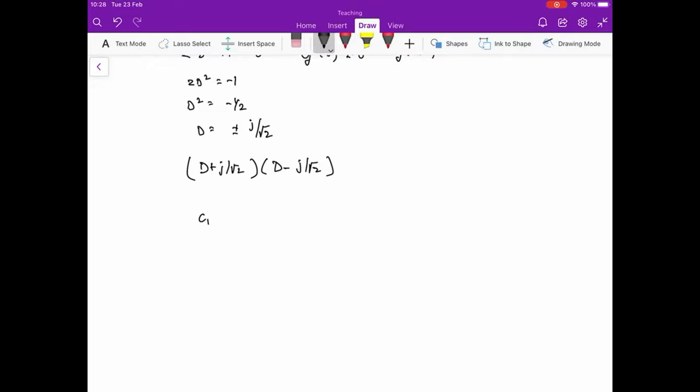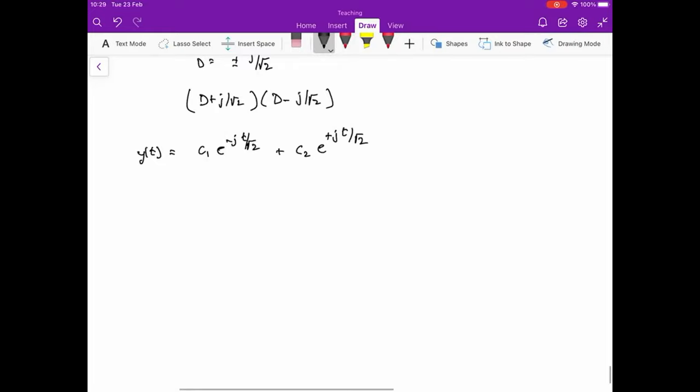Right, so this gives me C1 e to the minus j t by square root 2 plus C2 e to the plus j t by square root 2. And that's going to be what y(t) is. Okay. And so now we need to know what C1 and C2 are.